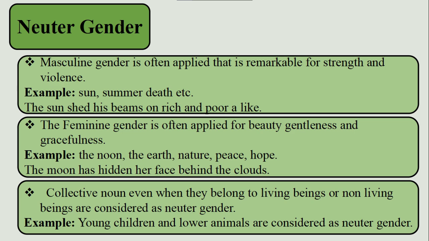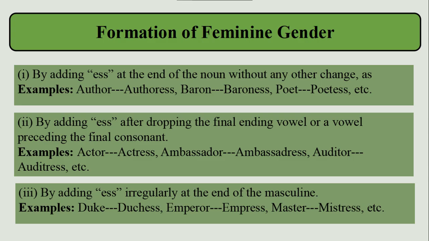But you mentioned earlier, English is complex. How are feminine forms actually made? It sounds like it's not always simple. Oh, it's definitely not simple. There's a whole range of ways, which really shows the language's history. One common way is adding the suffix ess. Right, like author becomes authoress. Exactly. Authoress, poet, poetess. Sometimes it's just tacked on. Other times you have to drop a vowel first, like actor becoming actress.